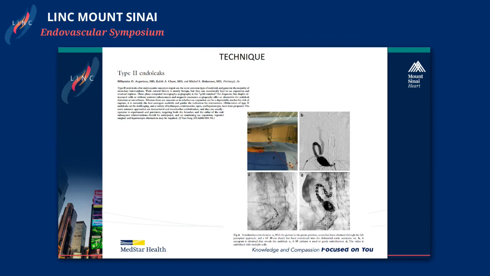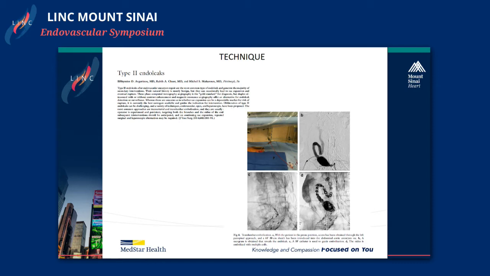The technique is pretty straightforward. Initially it was done with CT guidance, but it really can just be done with fluoroscopic guidance and looking at anatomic landmarks. You come posterior, left of the spine, directly access that sac, and then get to the nidus of the endoleak and typically embolize the nidus as well as the feeding vessel.